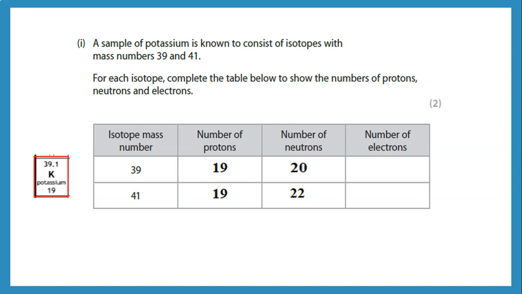Now, what is the number of electrons? You should know. This is an atom, so the number of electrons is the same as the number of protons. So the number of electrons in both isotopes is 19.